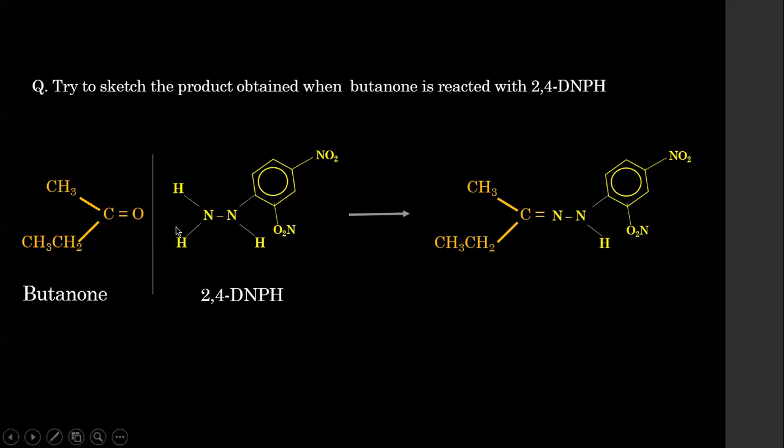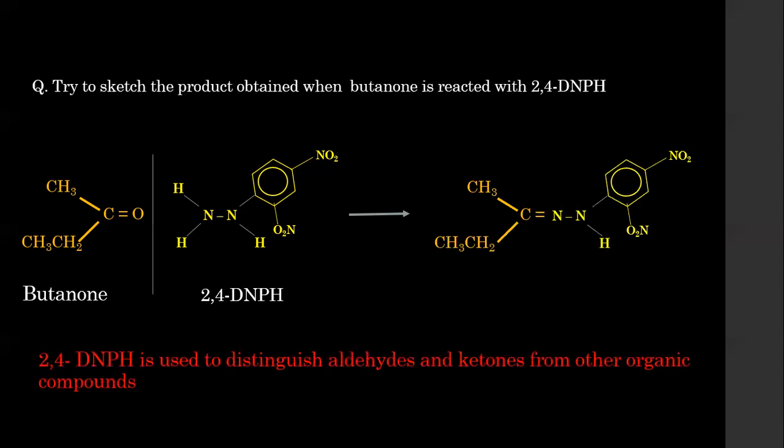Okay, children, in this video, the main focus is on the reaction shown by both aldehydes and ketones. This is kind of a colorful lesson, and it is also important for your AS exam and A2 exam. Probably in the next video, I will talk about some more reactions of aldehydes and ketones. That's all for us in today's session. Before I finish, you can remember this also. 2,4-DNPH is used to distinguish aldehydes and ketones from other organic compounds.